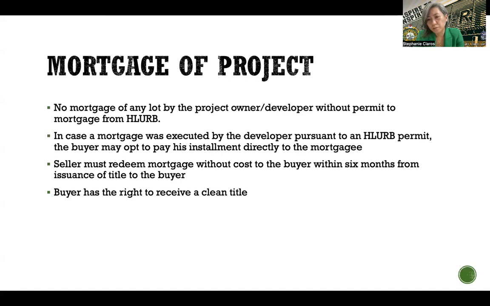So if there is approval of a mortgage by the HLURB, then the buyer has the option of paying installments directly to the mortgagee. And the seller is also obligated to redeem the mortgage without any cost to the buyer within 6 months from issuance of the title to the buyer. And the buyer here remains to have the right to receive a clean title without any mortgage or encumbrance.